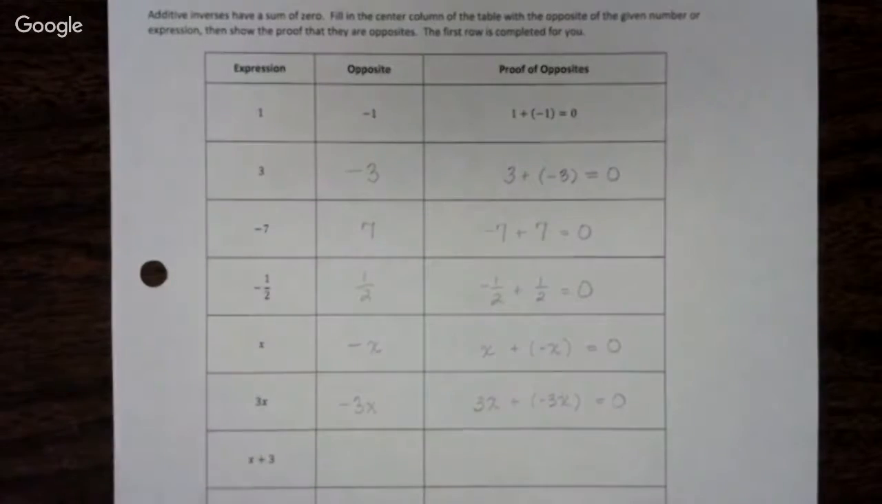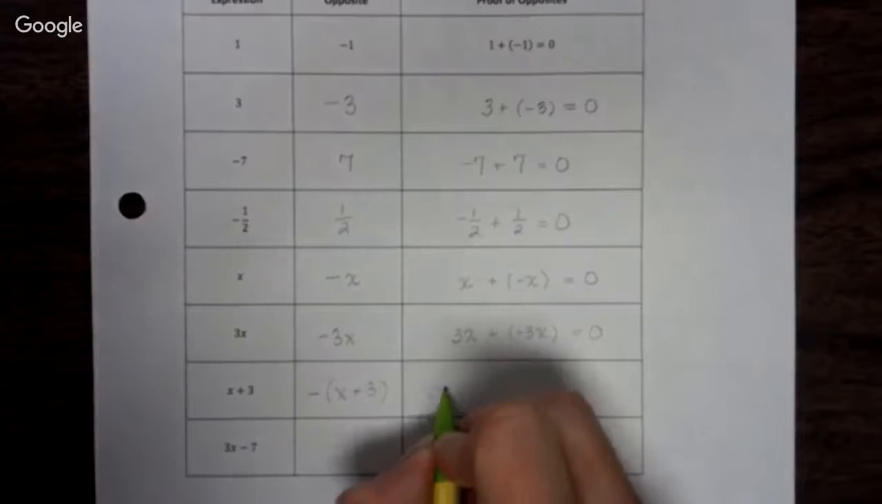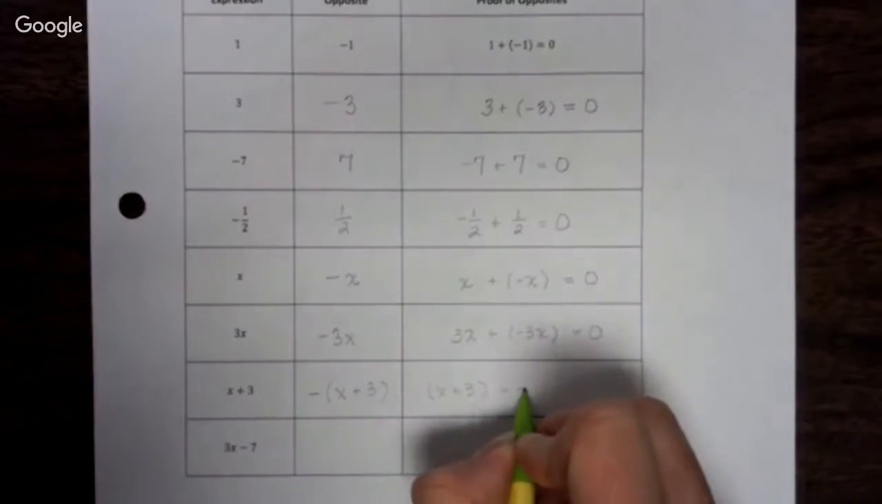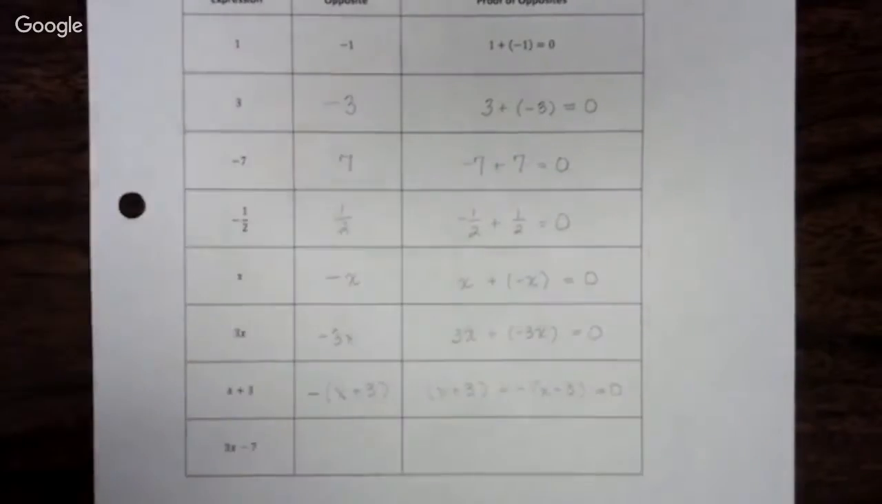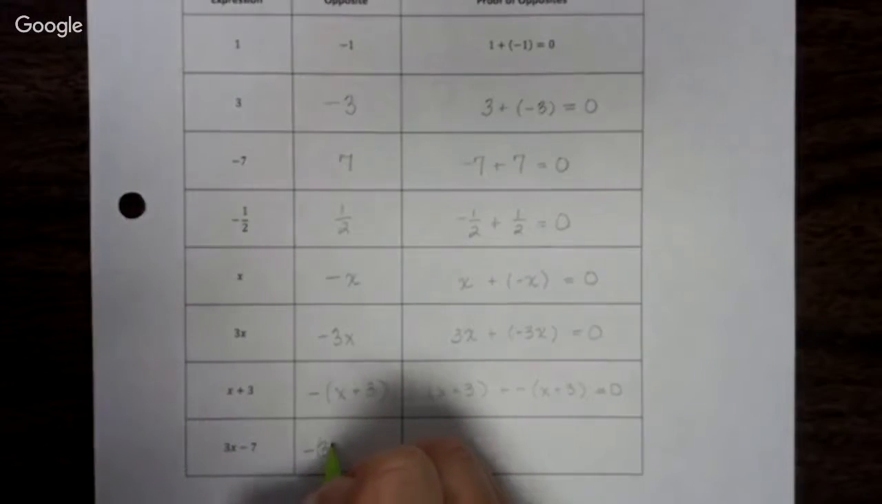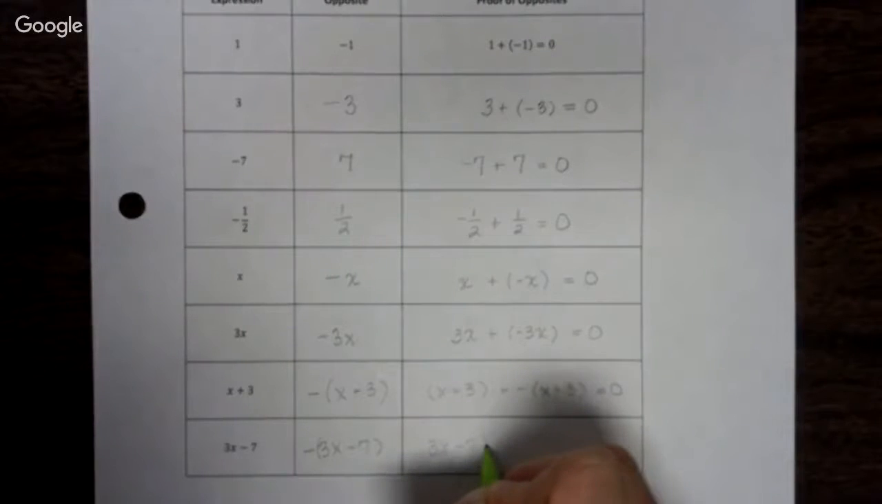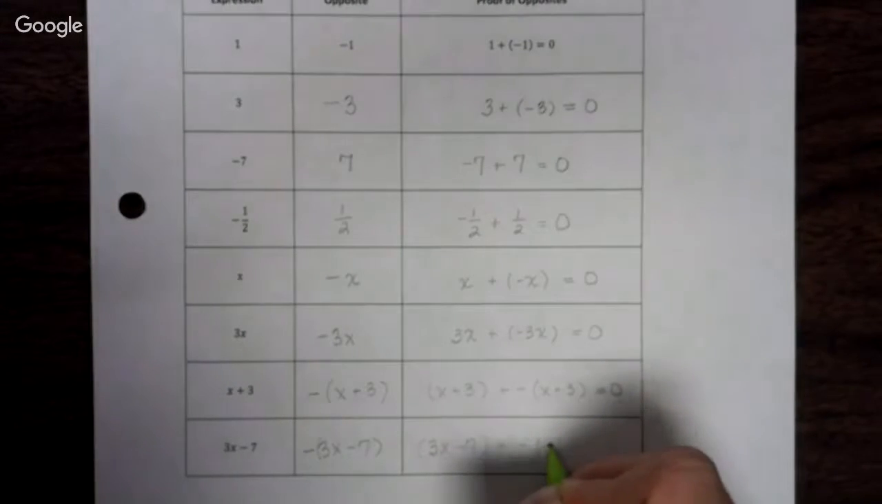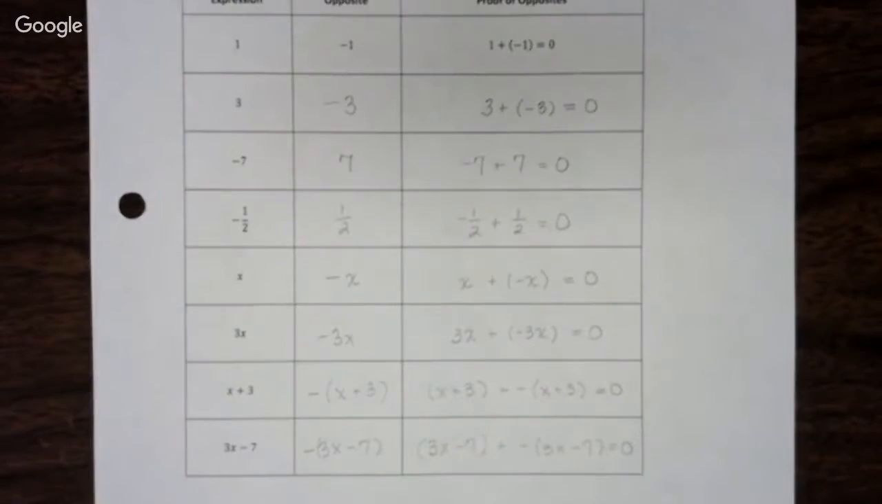Now, this one's a little tricky. The opposite of this is -(x plus 3). So we have to put the whole x plus 3 in parentheses to show that it's negative. And that's because x plus 3 plus the negative of x plus 3 is equal to 0. A positive and a negative of the same thing equals 0. Same thing here. We have -(3x minus 7) as the opposite. And that's because when you take a positive and a negative of the same thing, they add up to 0.